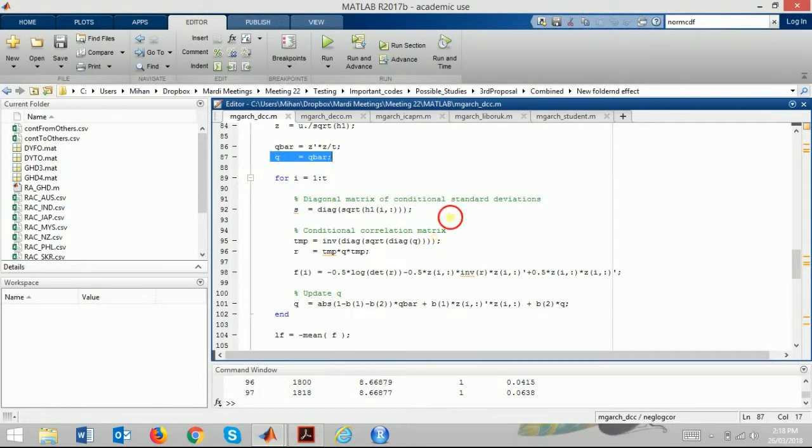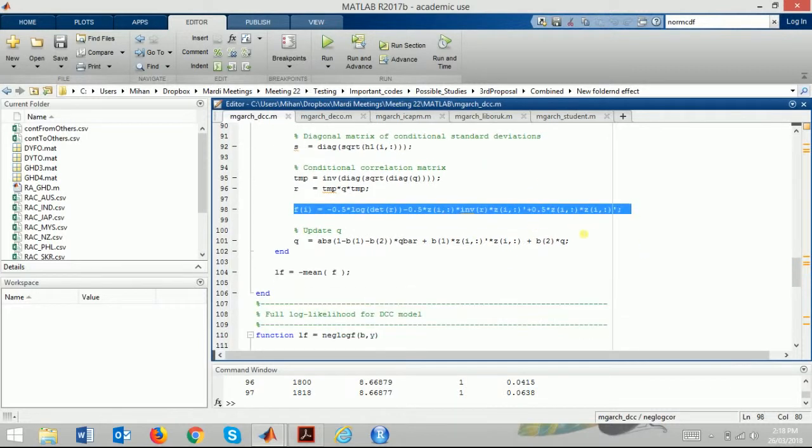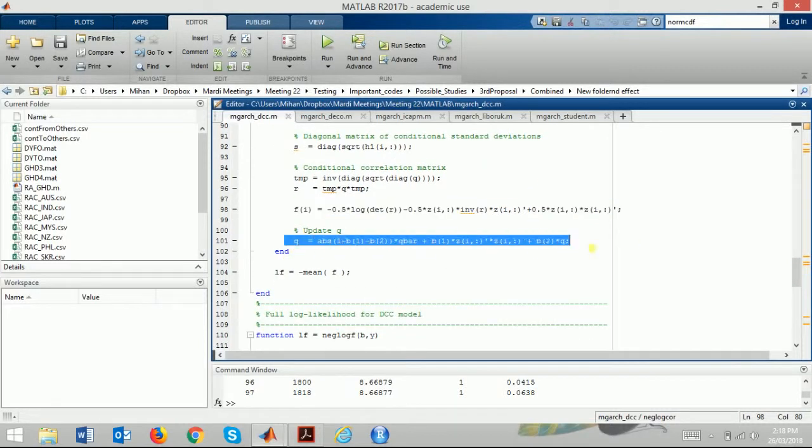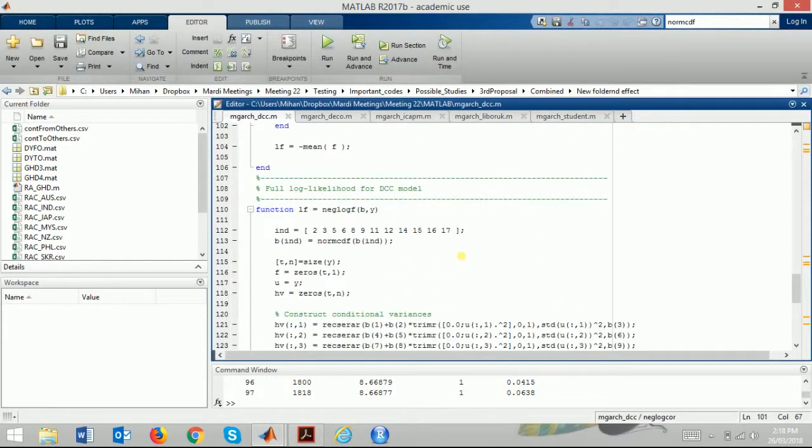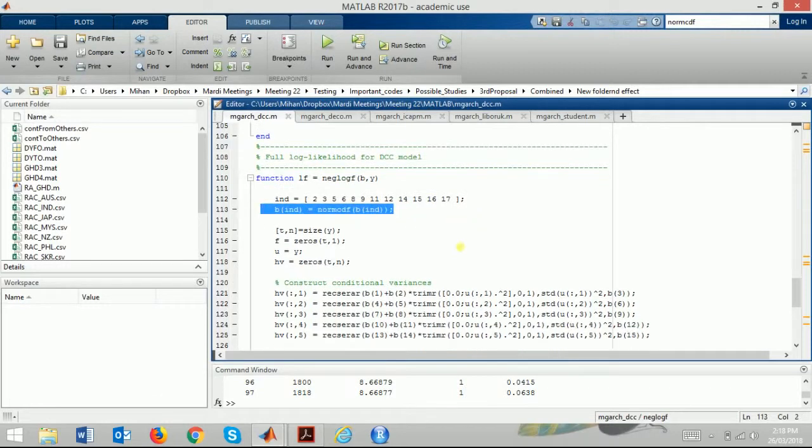Looking into this, we find R with that information. The inverse of diagonal Q is where the standard deviation is located. So we take R and we find the function that is given to us. Then we update Q in GARCH. So that's easy. We have done those equations. I'm not sure why we are initializing with these random numbers. Anyway, just memorize this part.